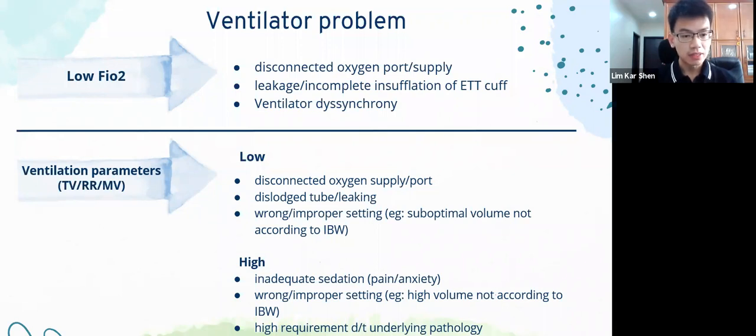Ventilation parameters such as tidal volume, respiratory rate, and minute volume. If low, most likely it's a disconnected oxygen port or supply, a dislodged tube or leaking, or wrong or improper settings, such as suboptimal volume not according to ideal body weight. If high, it can be due to inadequate sedation, the patient being in pain or anxious, or wrong or improper settings, for example high volume not according to ideal body weight.